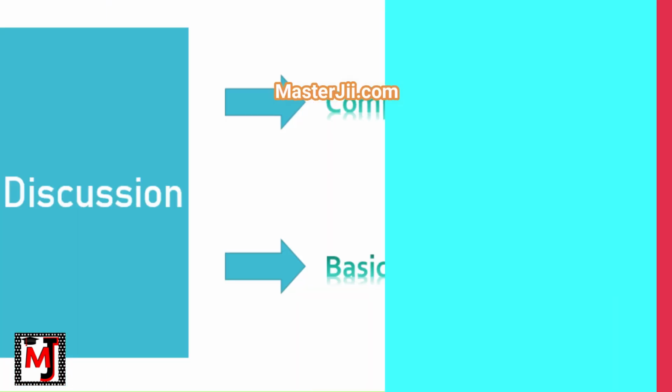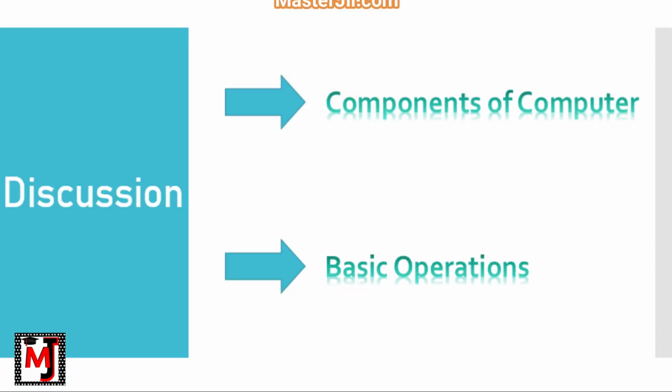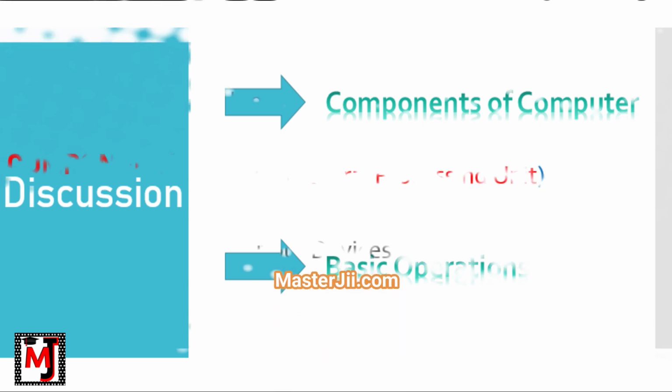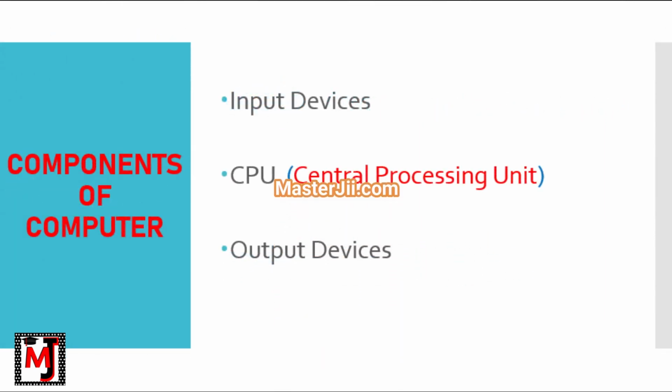Now moving towards our lecture. In this lecture, we will discuss two main parts. First is components of a computer, and second is what are the basic operations which are used for converting raw input data into information. Now first we will discuss what are the components of a computer.